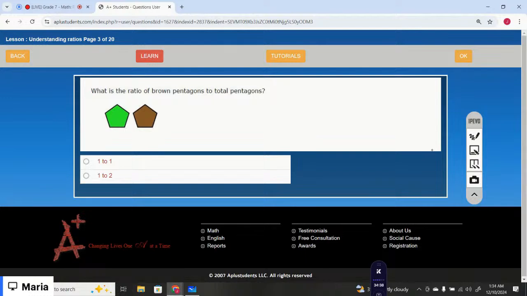What is the ratio of brown pentagons to total pentagons? So which is the correct option? That is one brown pentagon to two pentagons because the total are two. That is 1 to 2. Option number 2 is the correct option.